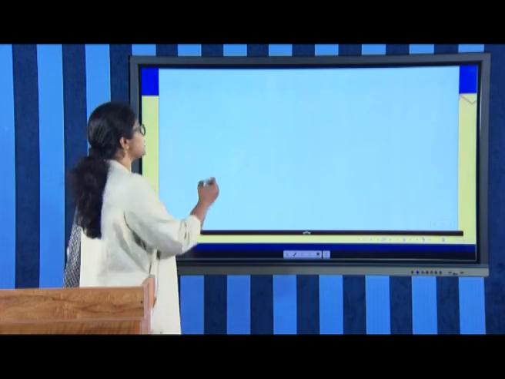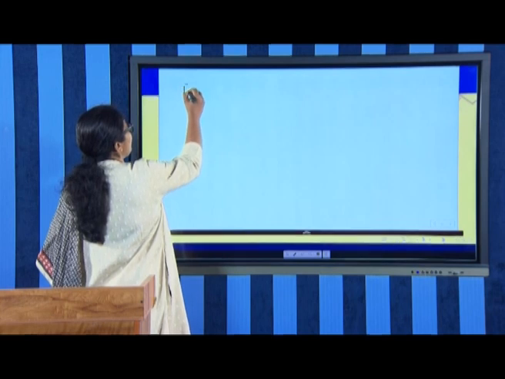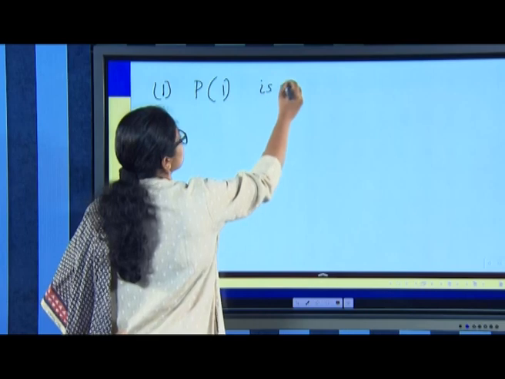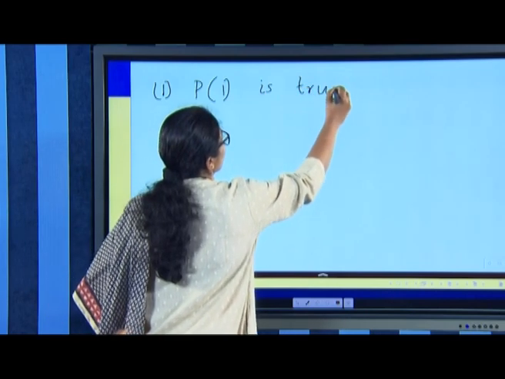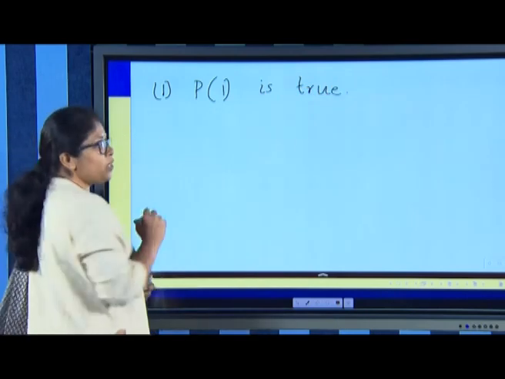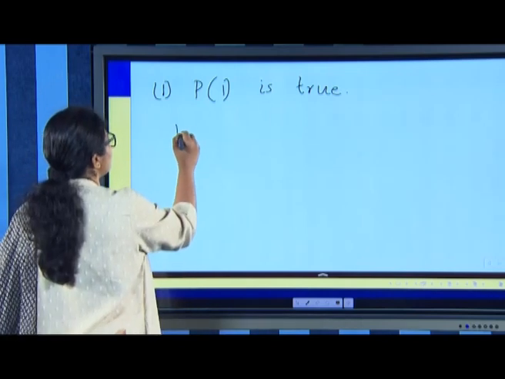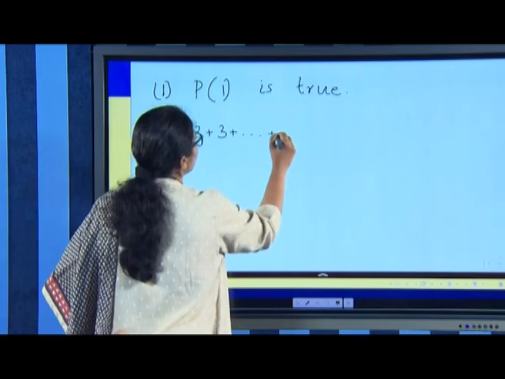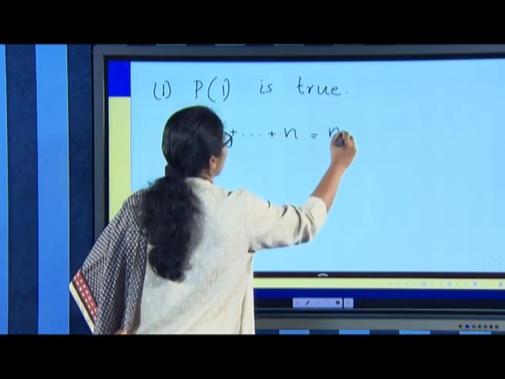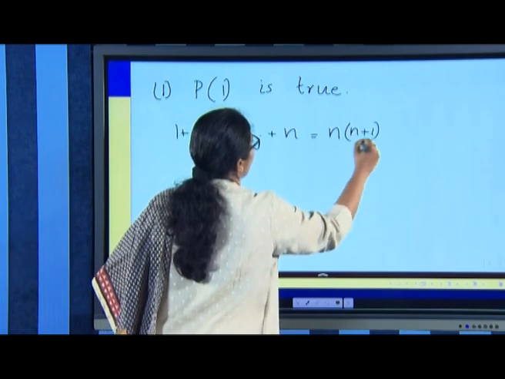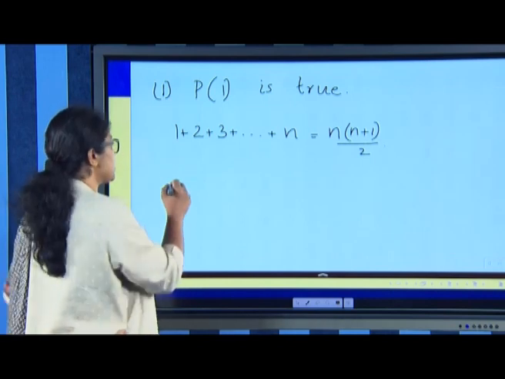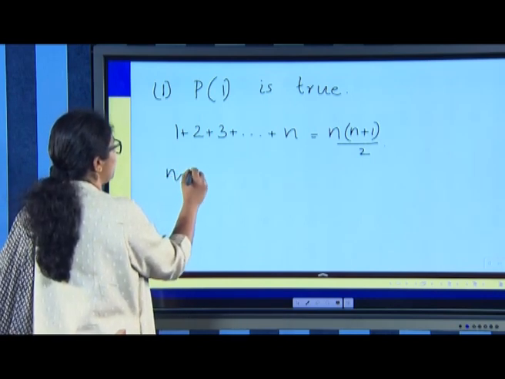We know the principle of mathematical induction. The first case is we have to show that P of 1 is true. So, the given question is 1 plus 2 plus 3 plus etc. up to n is equal to n into n plus 1 upon 2. So, P of 1 means we have to consider the case for n equal to 1.